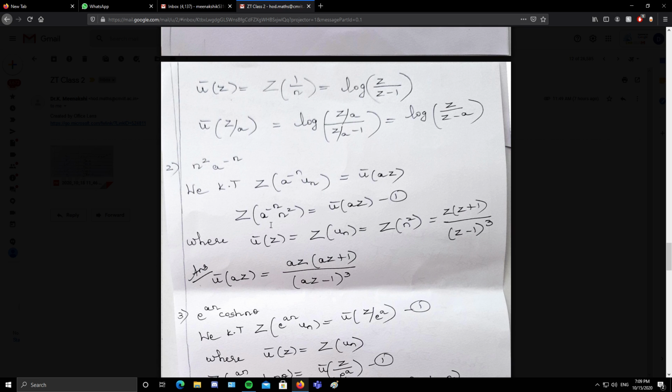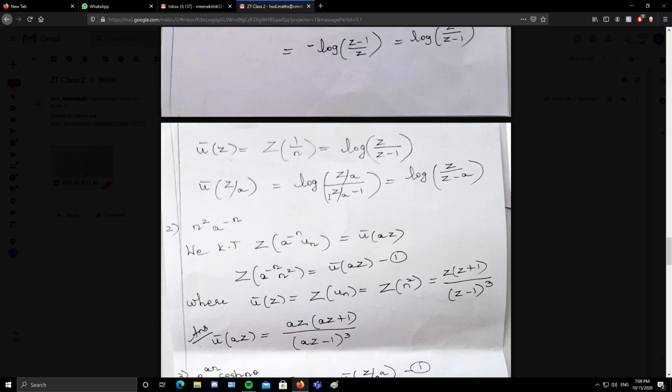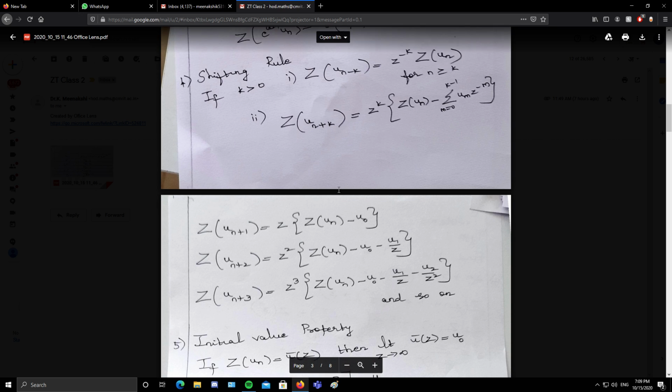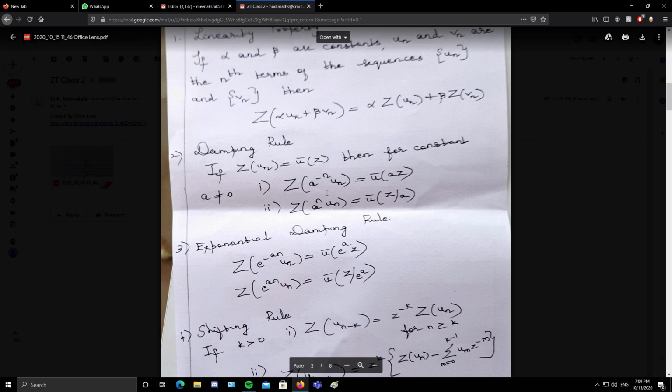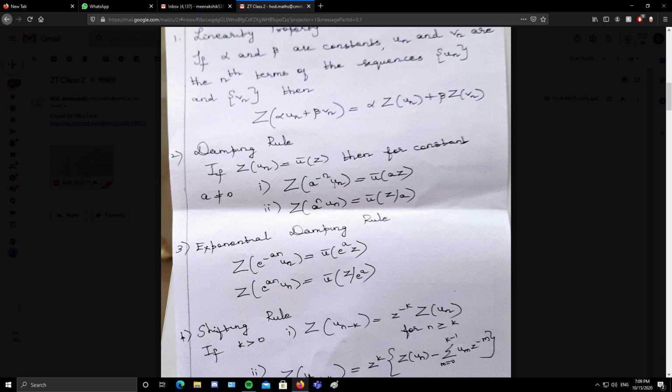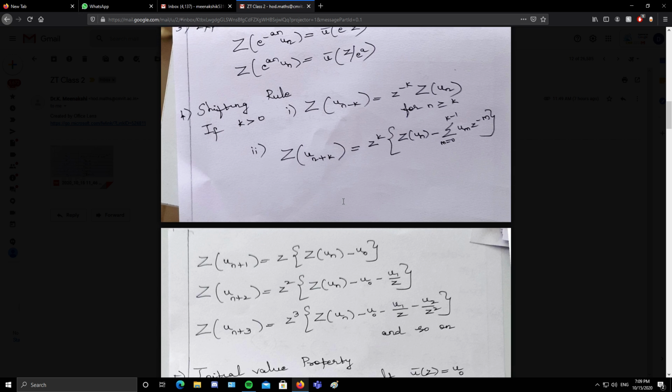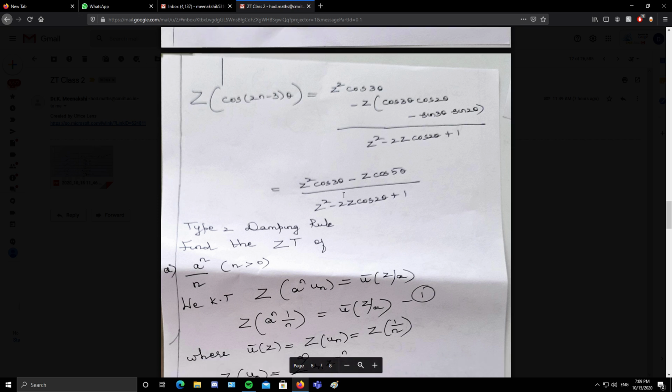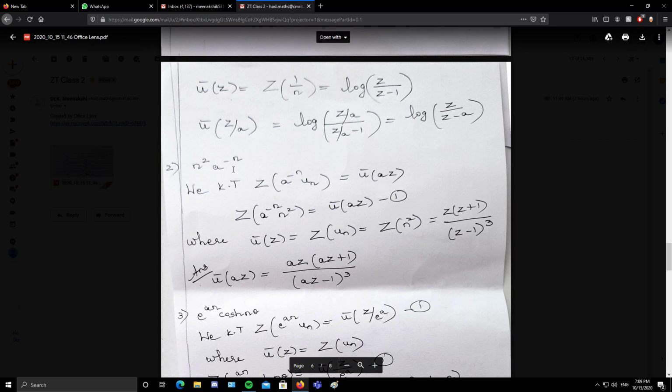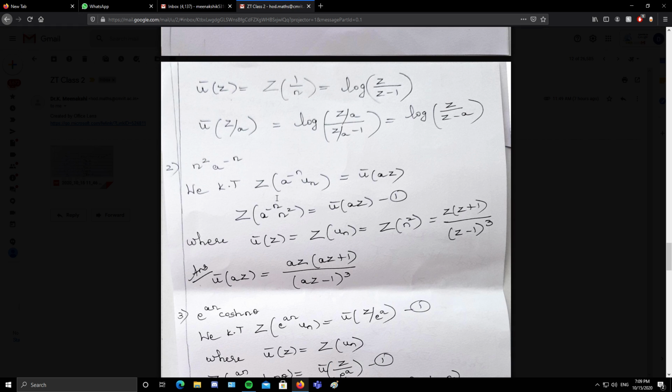Now we have a problem from second damping rule, n square a power minus n. So it is of the form a power minus n un. See, there are two forms of damping rule: a power n un or a power minus n un. Easily you can identify. So here, n square a power minus n, it is of the form z of a power minus n un. What is the answer? U bar of az.